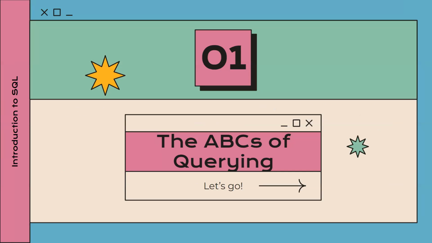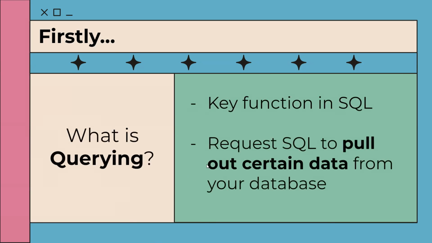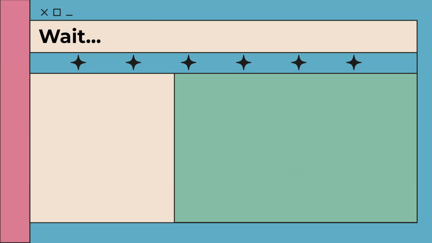Thank you, Jasmine. I'm Christine, and I'll be covering querying, which is the most important thing you learn first in SQL. So firstly, what even is querying? A query is a key function in SQL. We are asking SQL to pull up certain data from the database. Let's say you're an HR manager, and you have a lot of information like your employees' names, job titles, as well as their departments. You're able to ask SQL to pull out this data for you from the database.